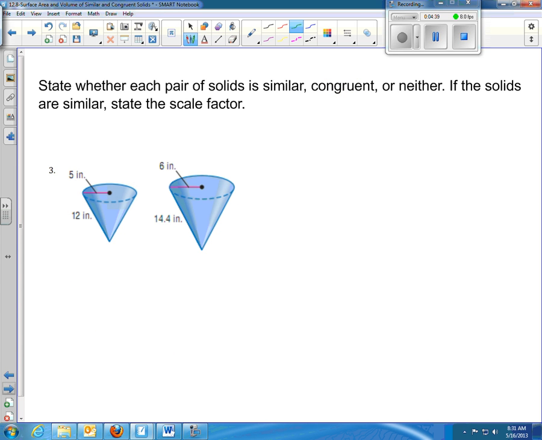All right, number 3. State whether each pair is similar, congruent, or neither. So let's look here. Our radii are 5 and 6, so right away we see it's not congruent. So we're looking for similar or neither. So let's compare the ratio of our radii, 5 to 6. Can I reduce that at all? Nope, that's going to stay at that scale factor.